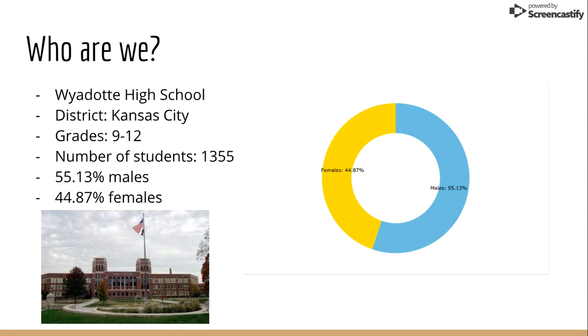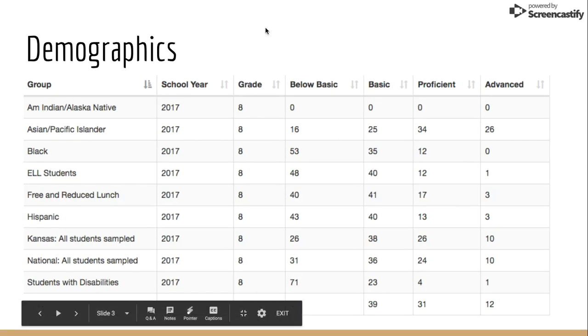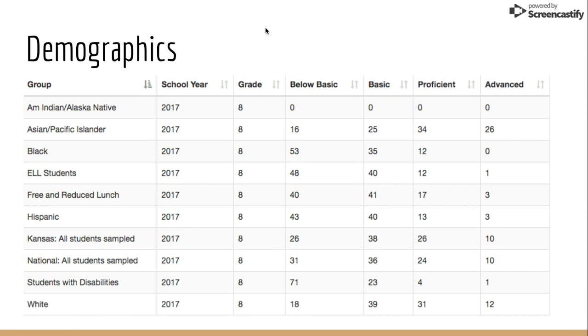Pretty traditional high school. It has a population of 1,355 students, so relatively large, bigger than some small colleges, in fact. The population of students breaks down to 44.87% females and 55.13% males. The demographics of the school look like this. This is grade 8, so it is incoming freshmen. These are the statistics I could find for the freshman class of 2018.